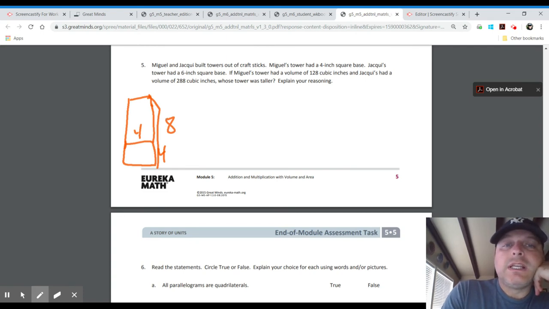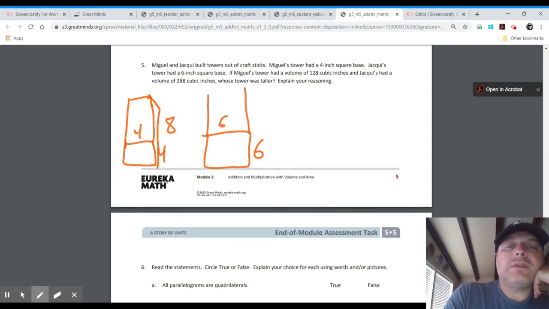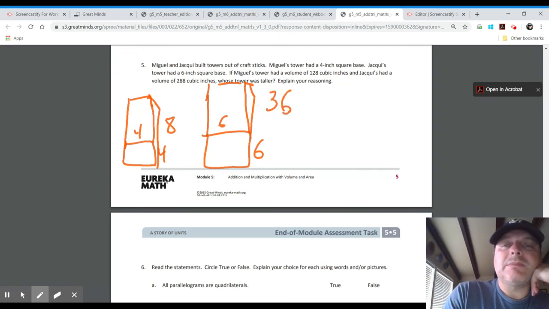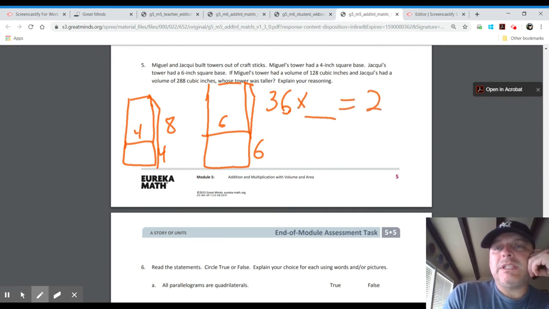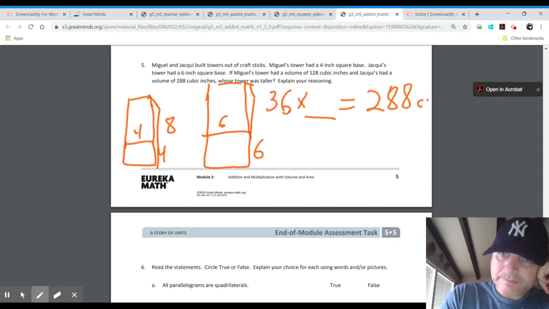Now let's see Jackie's tower. Jackie has a tower with a base that is bigger. It is 6 by 6. Okay. And she has a height. We don't know what the height of her tower is. But if we did all the calculations, it would be 6 times 6 is 36 times some height. And that would give us 288 cubic inches, or inches cubed, however you want to write it.